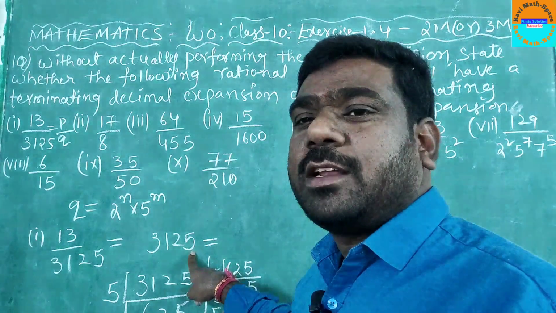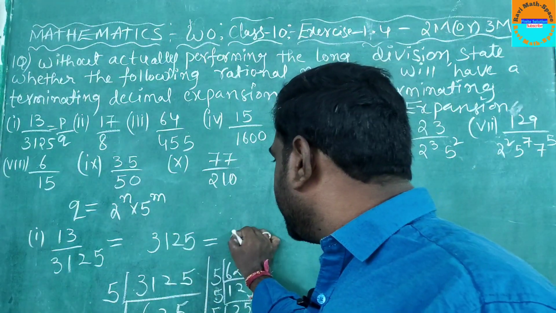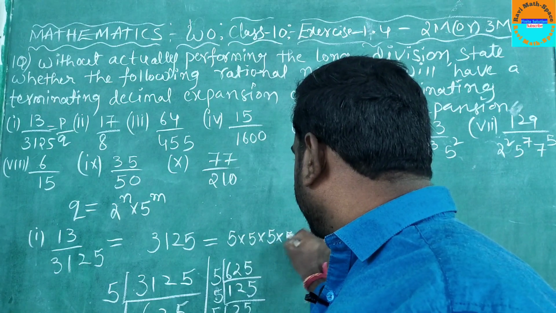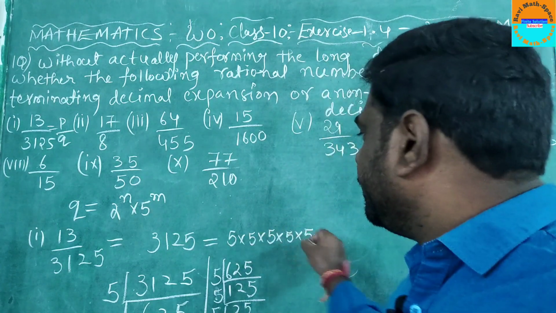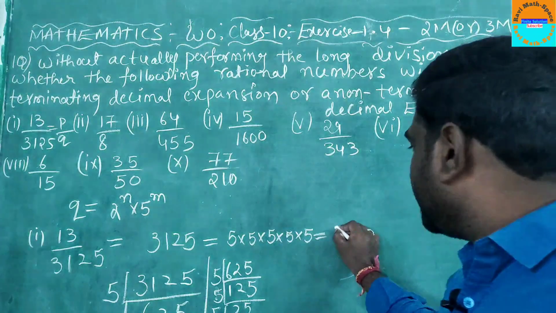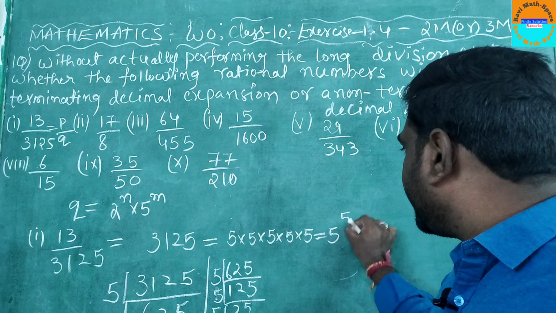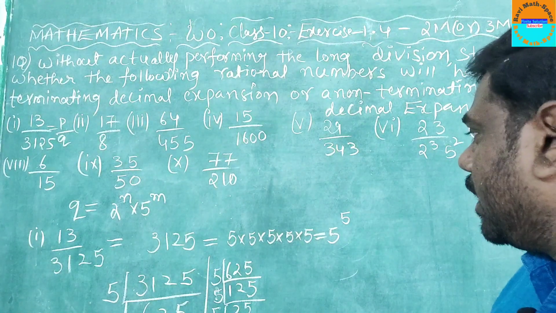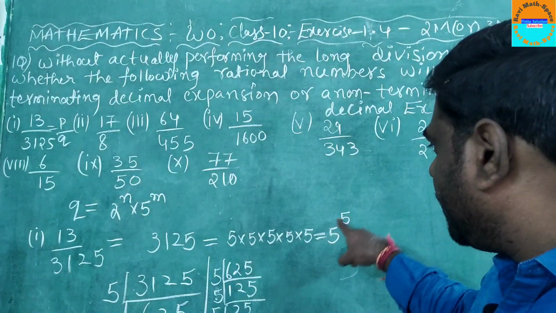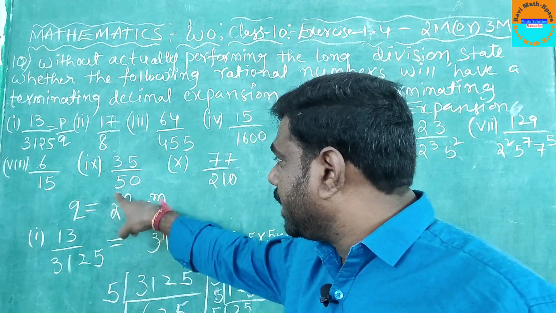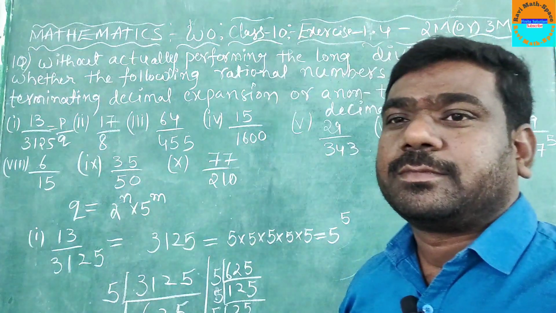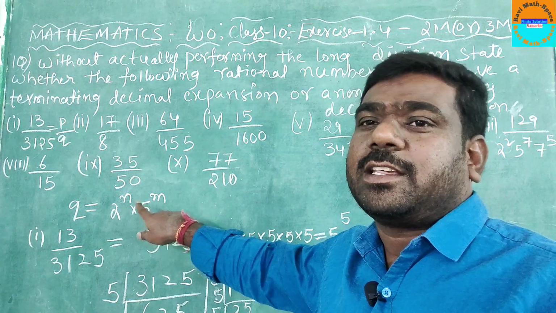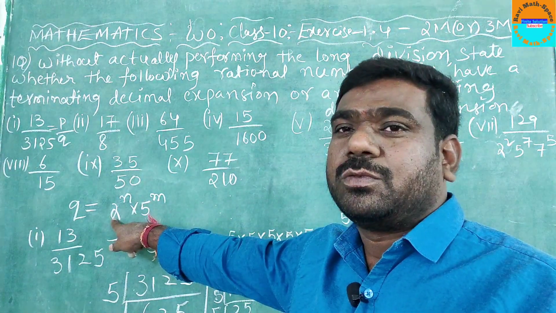The prime factorization of 3125 is 5 into 5 into 5 into 5 into 5, which we can simply write as 5 power 5. Now tell me children, this 5 power 5, is it in the form of 2 power n into 5 power m? Actually here only one factor is there, that is 5. Where is the other factor, 2?